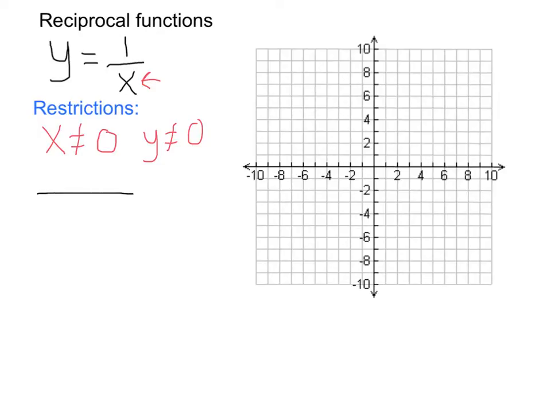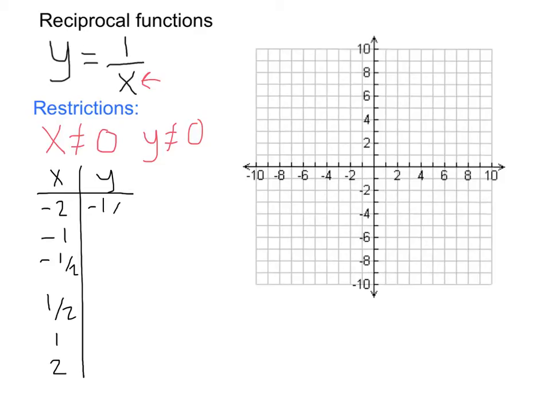The next thing I'm going to do is make a table. The points I'm going to plug in are -2, -1, -1/2. I'm going to skip 0 because 0 is not allowed. Then 1/2, 1, and 2. When I plug in -2, I'm going to get -1/2. Plug in -1. When I plug in -1/2, I get 1 over -1/2. Since I have a fraction in the denominator, I'm going to take the reciprocal of this, so this is equal to -2. When I plug in 1/2, a similar thing happens. We end up with a reciprocal. 2, 1, and then 1/2.